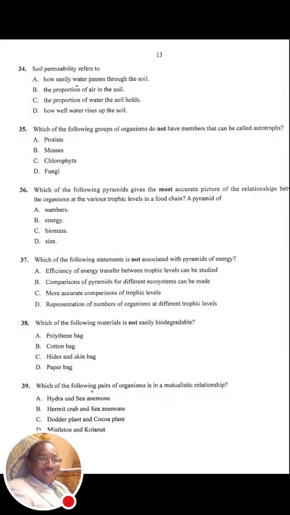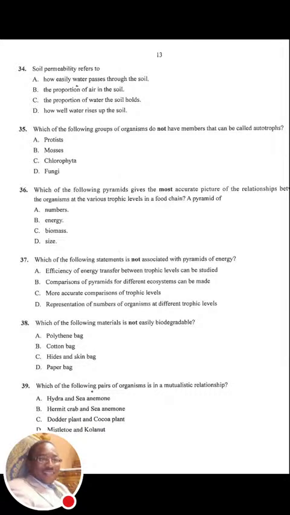So how easily water passes through the soil is called soil permeability. All right. So the correct answer is A. It has nothing to do with C, which has to do with water holding capacity. It has nothing to do with the proportion of air it can hold. If they had said how easily air passes through, that would also be a permeability function. But the correct answer is A, how easily water passes through the soil. So take note of that.